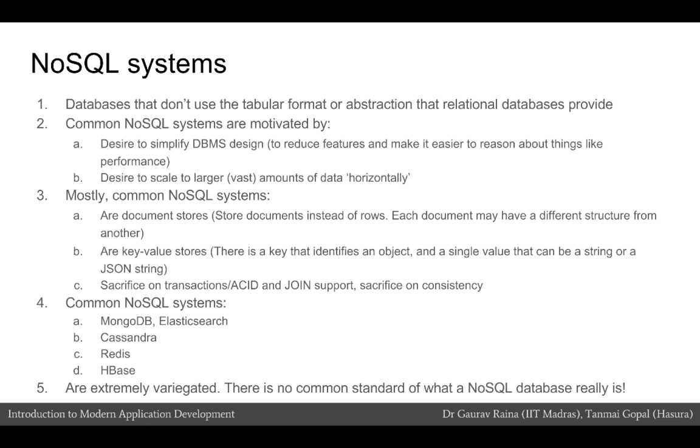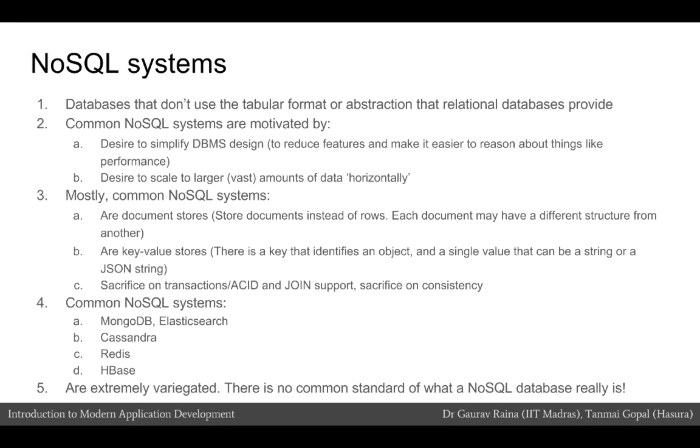So NoSQL systems are systems that typically don't use the tabular format or the abstraction of having a table and columns put together in a schema, like the kind of abstraction that relational databases provide. Mostly NoSQL systems are one of two types. They're either document stores, where they are storing documents instead of rows. So two or more documents inside a collection or inside a table may have nothing to do with each other.